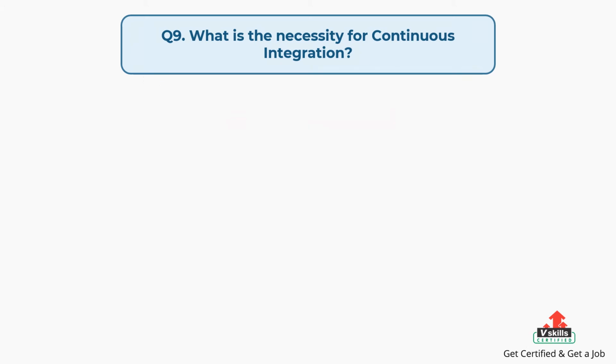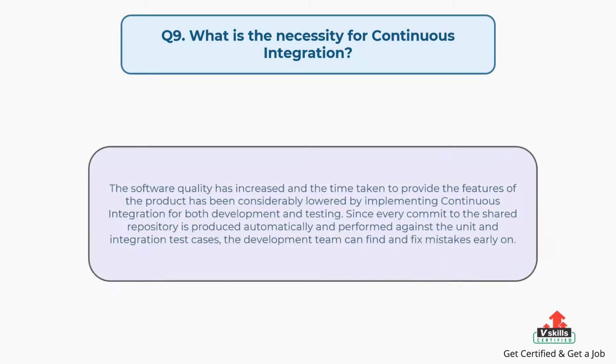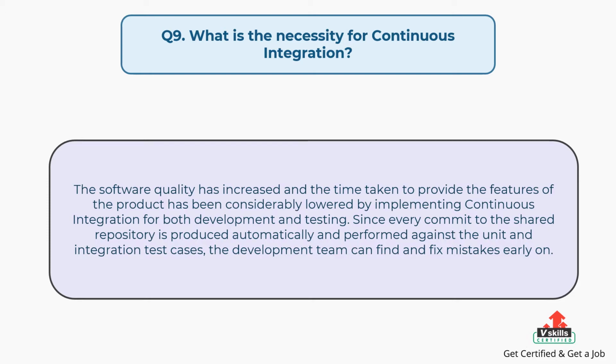Question number 9. What is the necessity for continuous integration? The answer is: the software quality has increased and the time taken to provide the features of the product has been considerably lowered by implementing continuous integration for both development and testing. Since every commit to the shared repository is produced automatically and performed against the unit and integration test cases, the development team can find and fix mistakes early on.